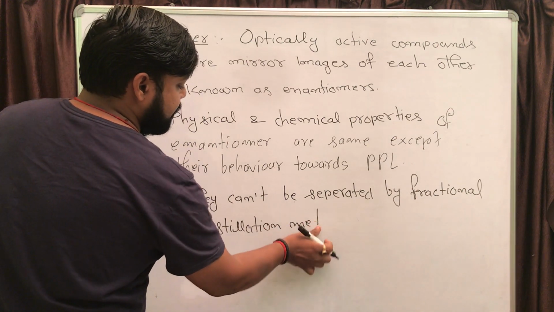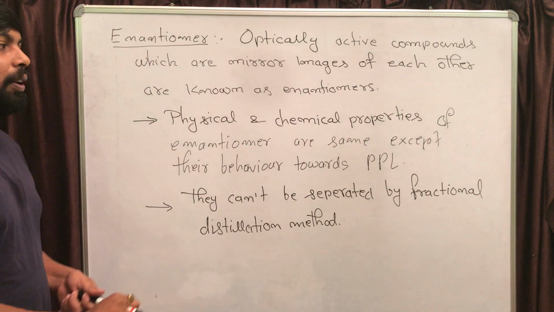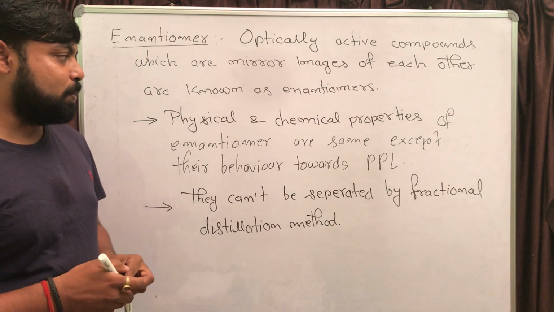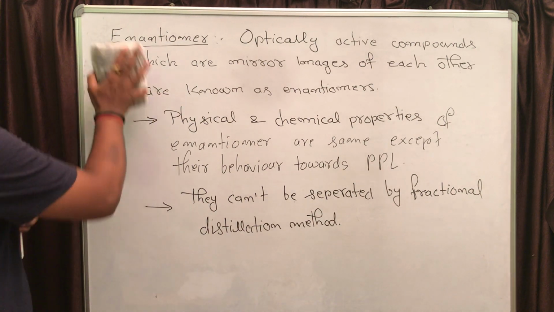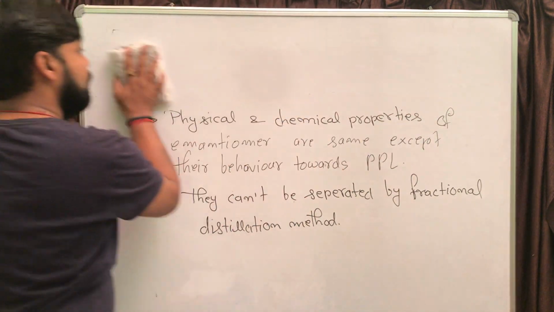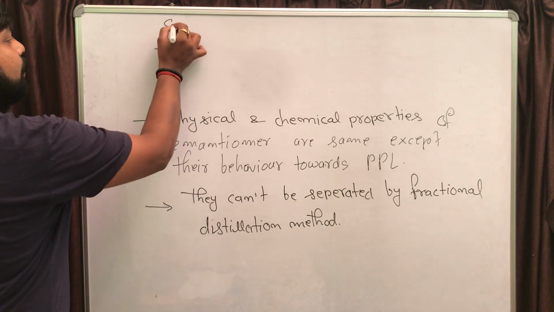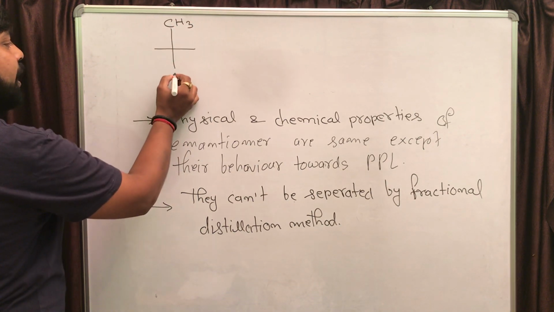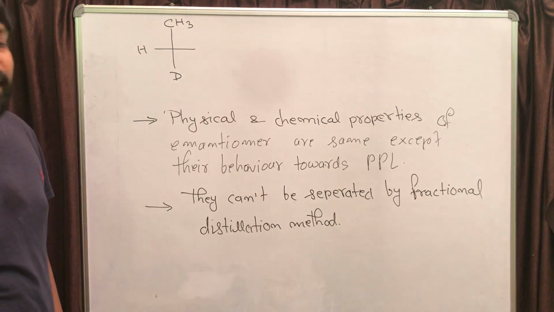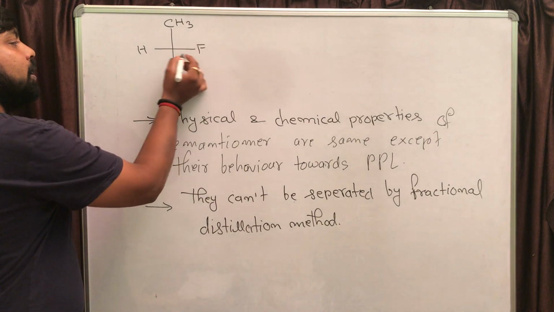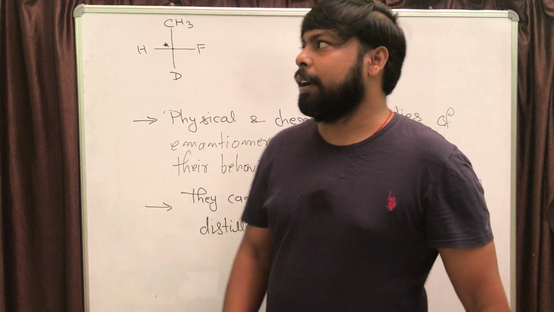So let's take an example. First copy these points, then I'll explain each and every point. Let's say I have a compound which contains only one chiral carbon. We have already discussed that if a compound contains only one chiral carbon, it is going to be optically active. So this compound is going to be optically active.